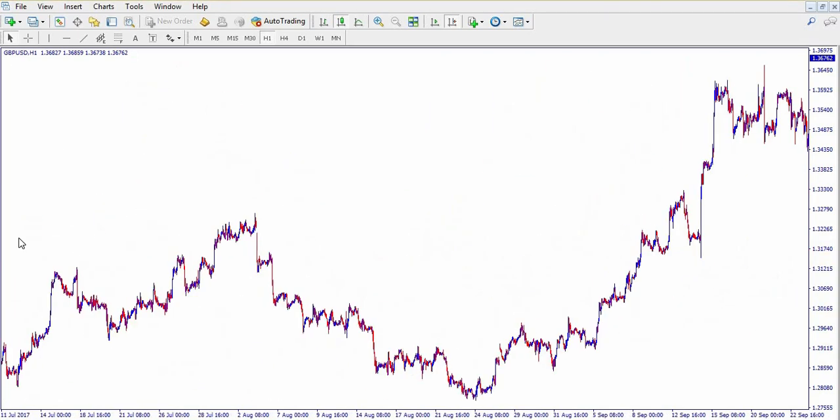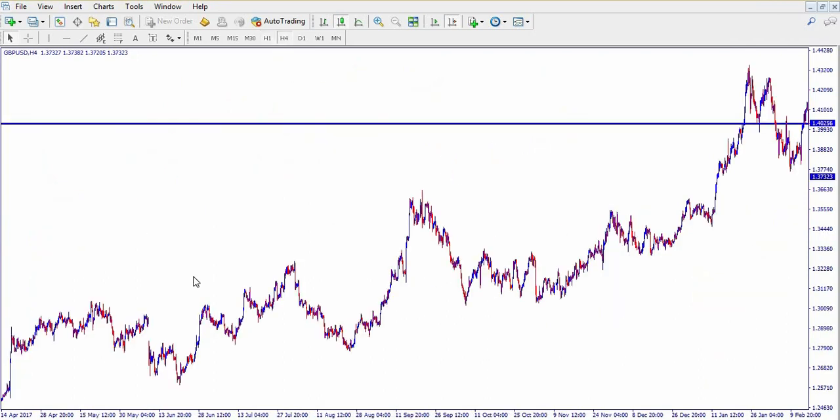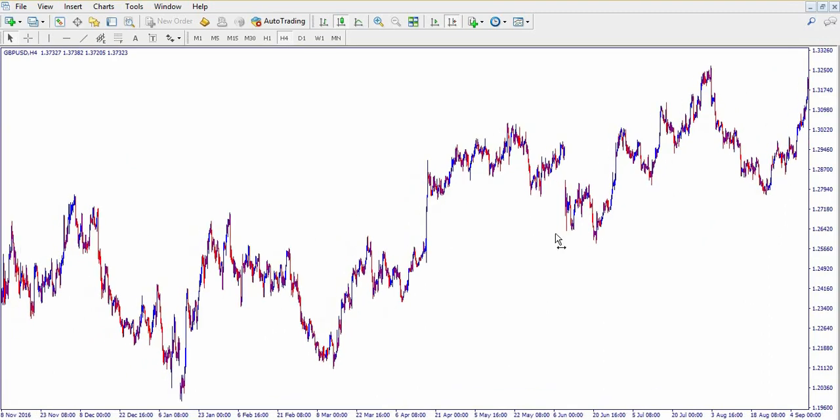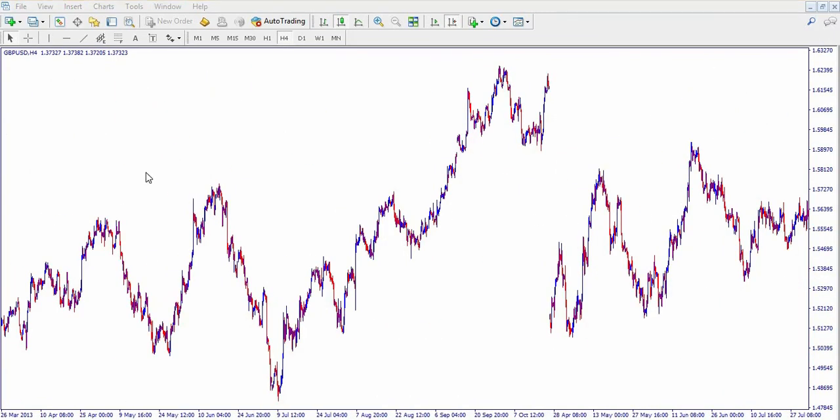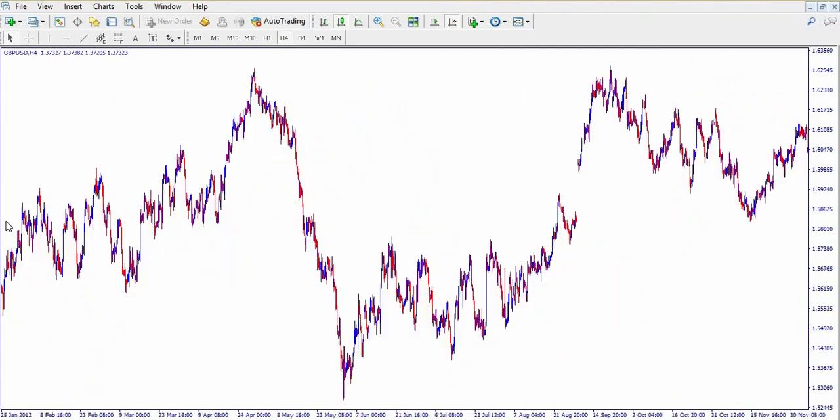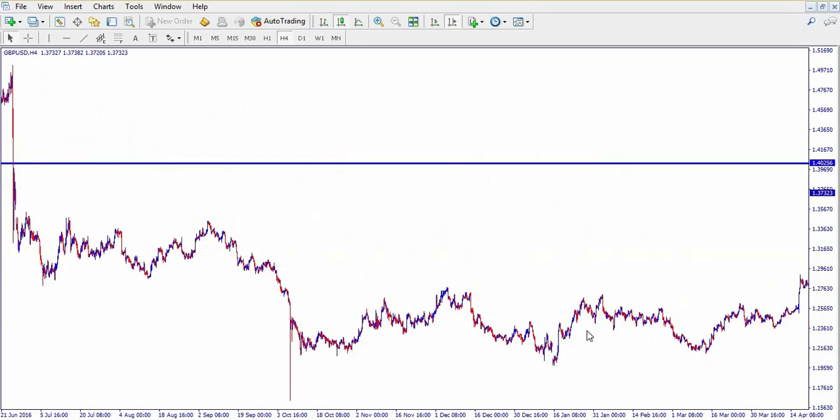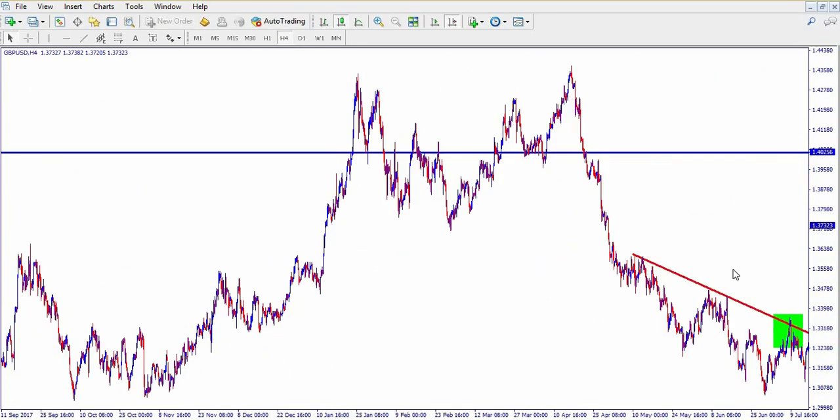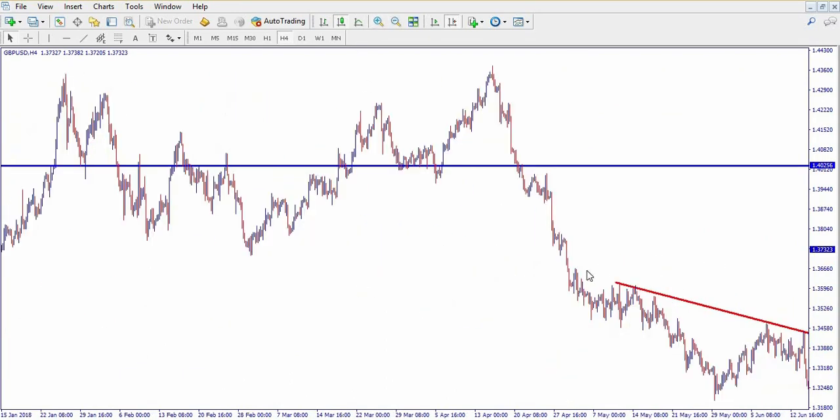Okay, let's see if we can get to that point. Okay, it did not. Just change to the 4 hours time frame, and let's see if we'll be permitted to get to that point. Okay, so this is the 4 hours time frame.